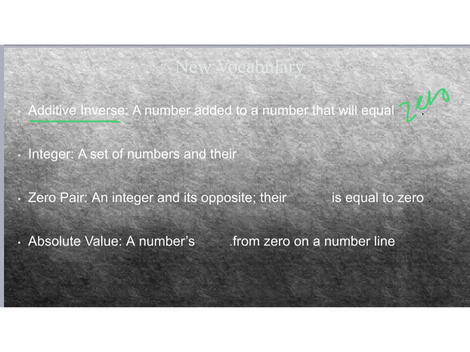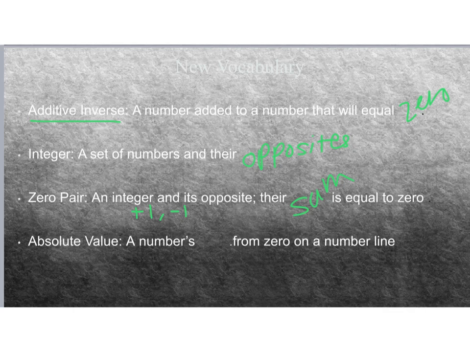An integer, that is a term that we have learned before, and that is a set of numbers and their opposites. So like if you've got 4, its opposite would be -4. Those are all integers. A zero pair is an integer and its opposite. So for example, if you have a +1 and a -1, those would be zero pairs because their sum is equal to 0. So if you were to add those two numbers together, you get 0.